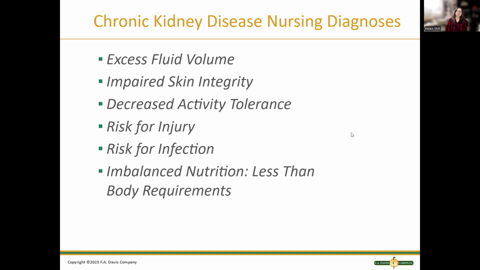So in chronic kidney disease, you're going to have excess fluid volume, impaired skin integrity, decreased activity tolerance, risk for injury, risk for infection, imbalanced nutrition, and lessened body requirements, because these are all part of what happens. We talked about how you're going to retain fluids because you're not going to pee it out. You're going to have uremic frost, in which we try to get rid of some of those waste products through the skin, which causes skin dryness. There's decreased activity tolerance because you're going to be fluid overloaded.